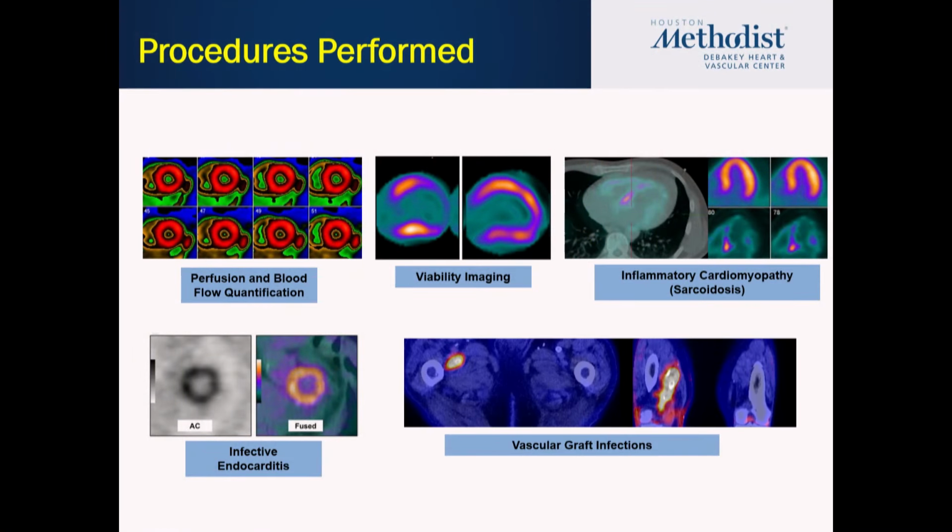But we have mainly, as we showed on the very first slide, these are the main applications that we are using PET CT for, which is clinical myocardial perfusion imaging is the main one. Viability is being used frequently. Sarcoid, because we have a high referral base for inflammatory cardiomyopathies.